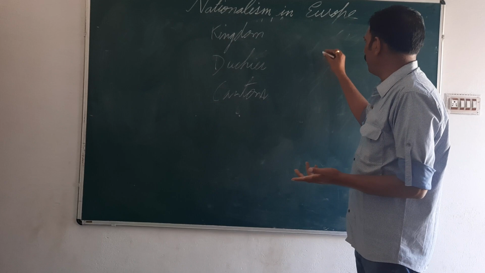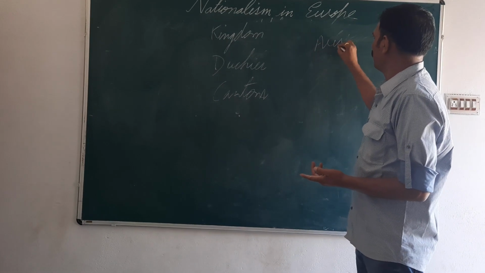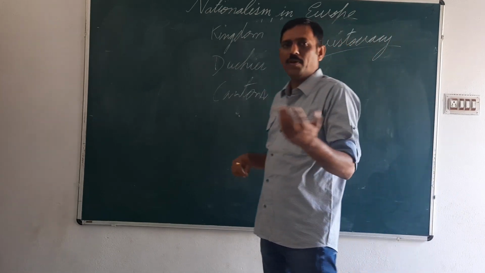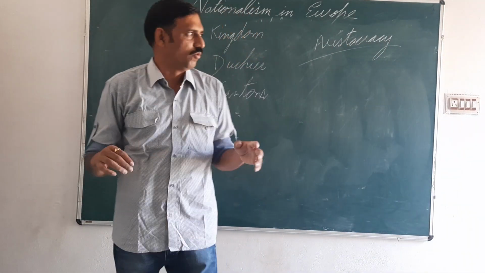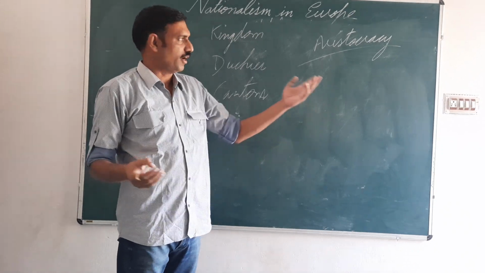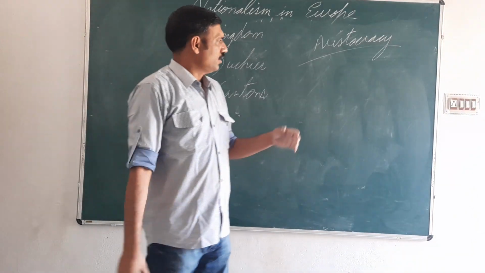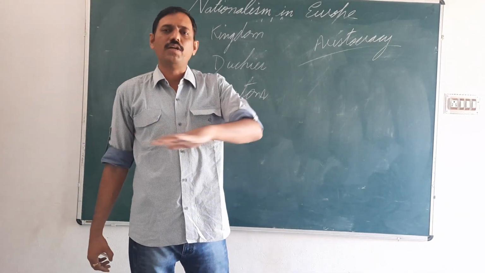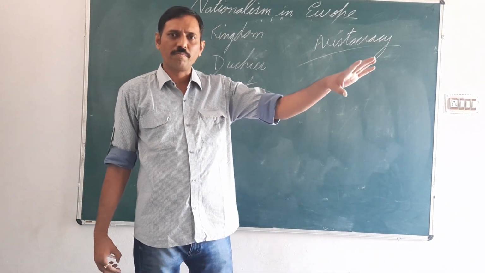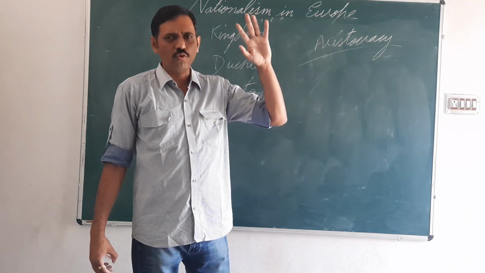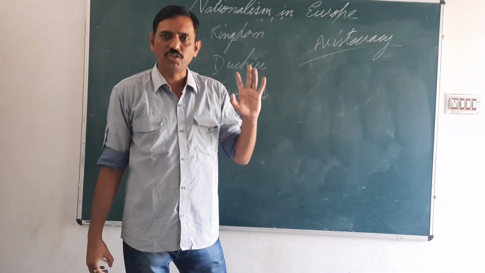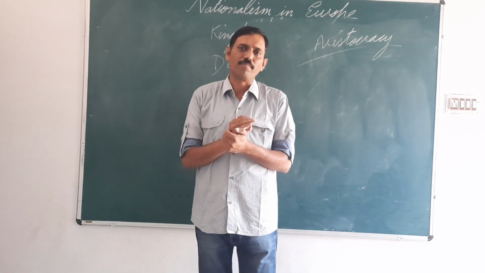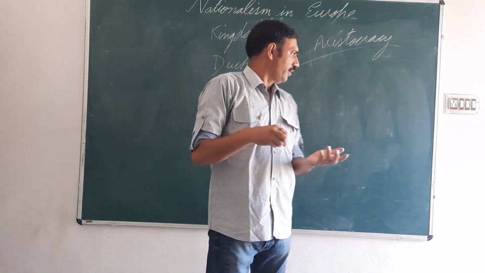Then there is aristocracy. The rich people, the landlords. At that time mainly the rich people were the aristocrats, the landlords, feudal lords. These feudal lords had a large estate, their own palace, etc. in their village. And they also had townhouses in the city.